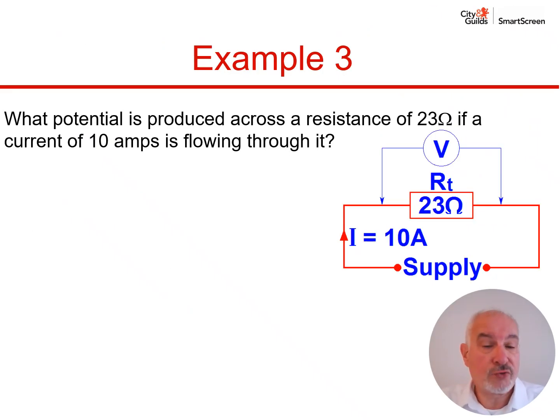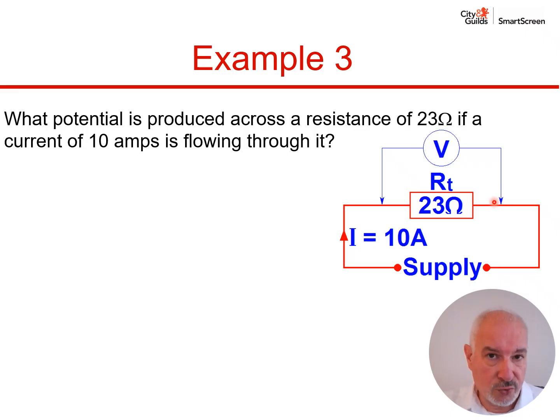And now we're going to work through example number 3. So we've got a different question, a different circuit. What potential is produced across a resistance of 23 ohms if a current of 10 amps is flowing through it? So you'll see the diagram helps us just to visualize that question really and visualize the circuit. So the resistance is 23 ohms, the current flowing through the circuit is 10 amps, and we need to calculate the voltage. The question uses the word potential, but remember, potential is another word for voltage. So what is the voltage across the resistor, the potential difference across the resistor?